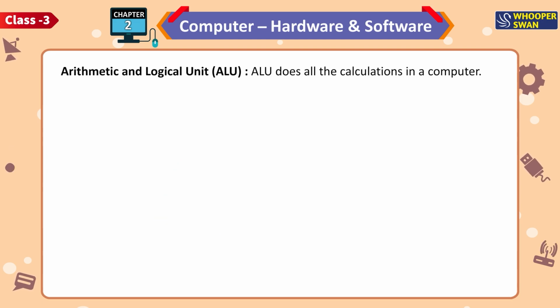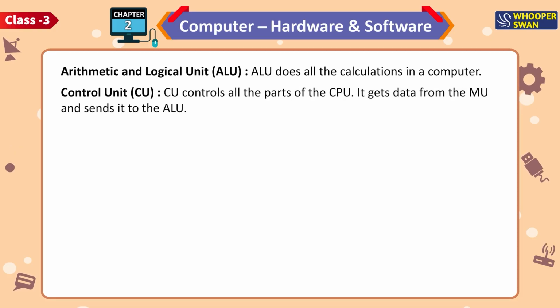Arithmetic and Logical Unit, ALU. ALU does all the calculations in a computer. Control Unit, CU. CU controls all the parts of the CPU. It gets data from the MU and sends it to the ALU.